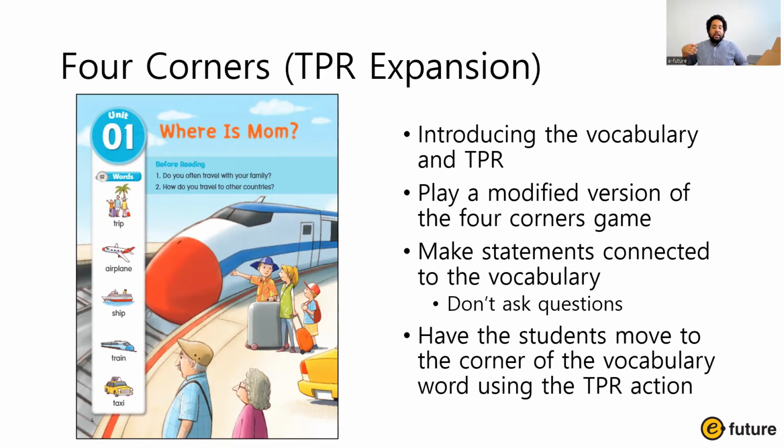Now, for an activity like this where they're talking about travel, we incorporate TPR by having them use the action to move to their corner. So you would say, oh, I'm taking a trip. I live in Seoul. I want to fly to Tokyo. Or no, you wouldn't say fly. I want to go to Tokyo.